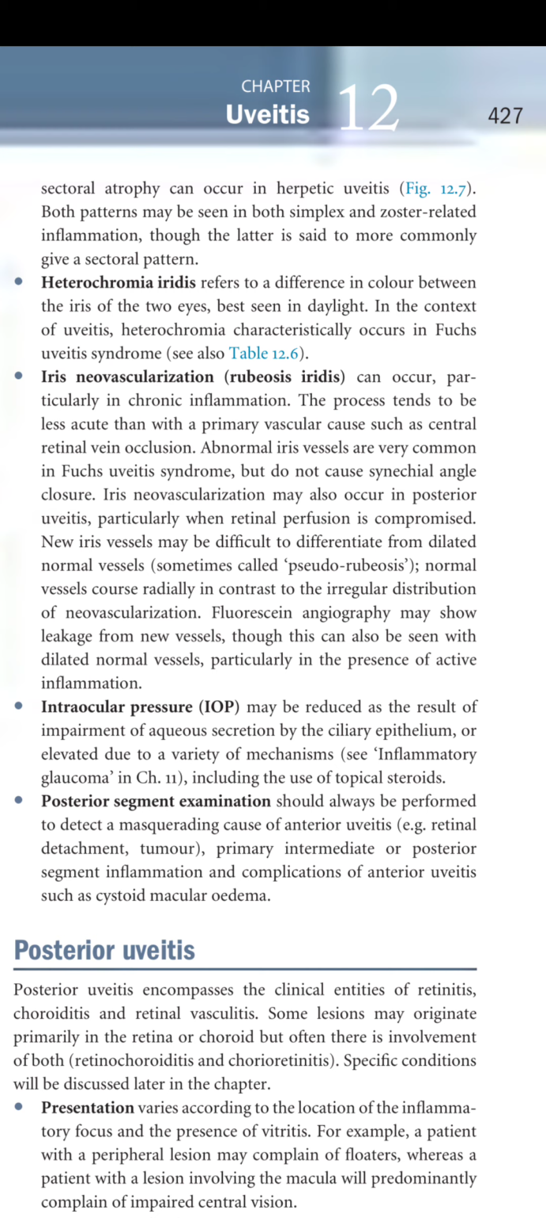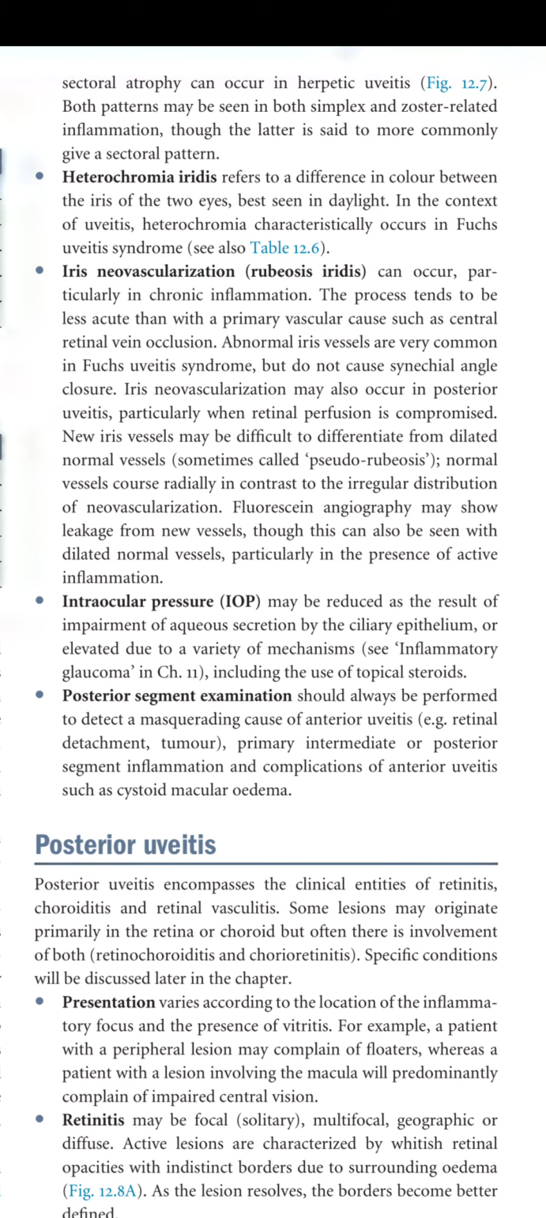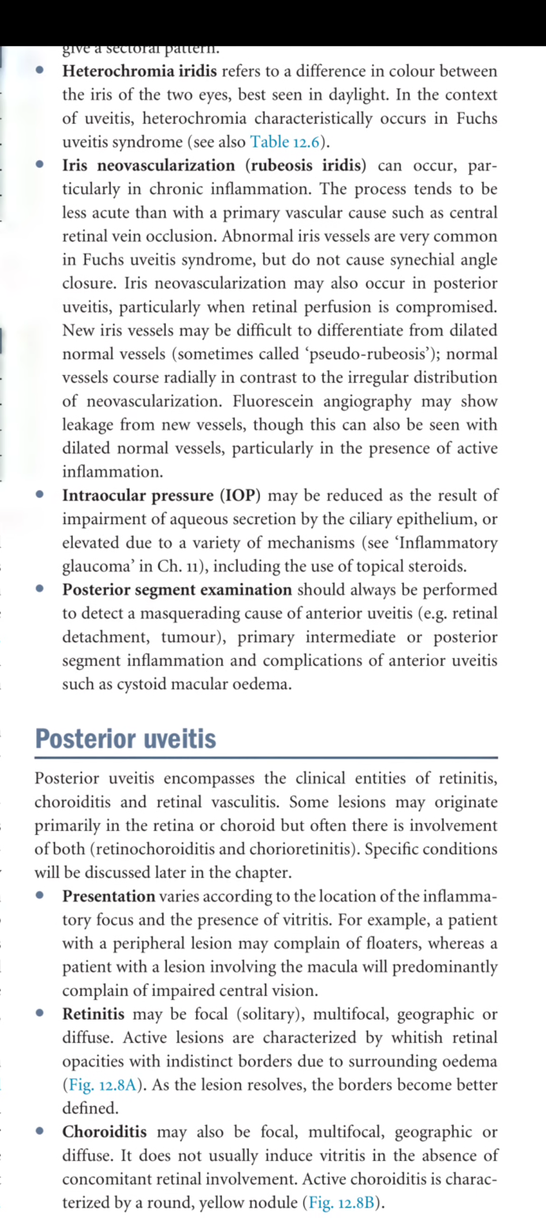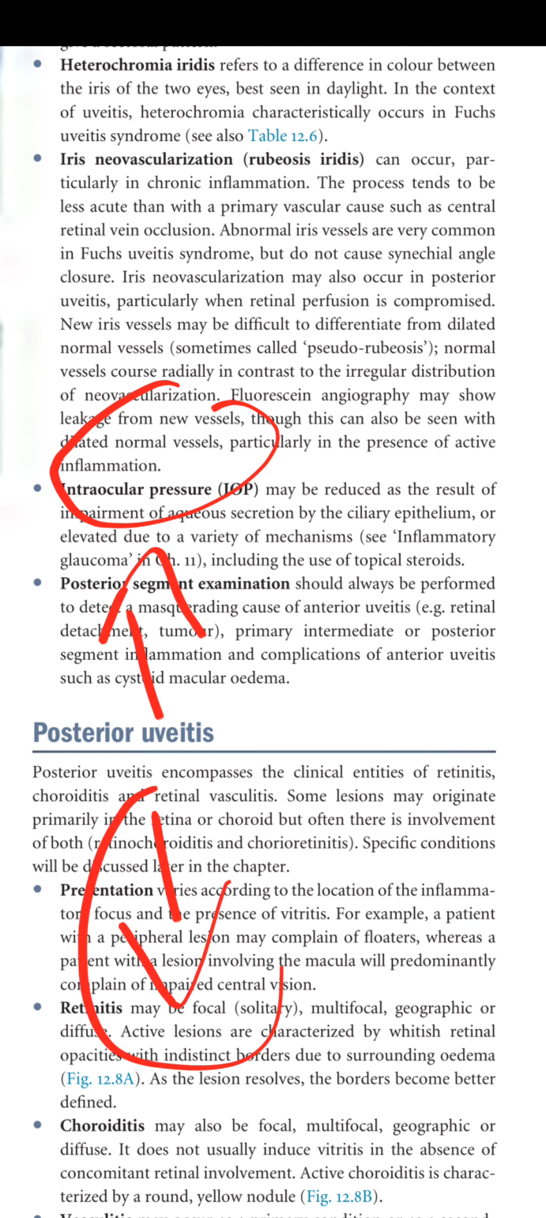Fluorescein angiography may show leakage from the new vessel, though this can also be seen with the dilated normal vessel, particularly in the presence of active inflammation. Intraocular pressure may be reduced as a result of impairment of aqueous secretion by the ciliary epithelium, or elevated due to a variety of mechanisms, including the use of topical steroids. So basically, the intraocular pressure can be high or low in the case of uveitis.